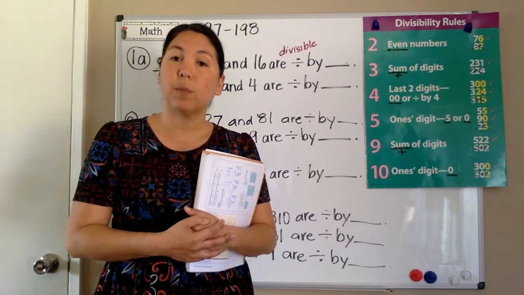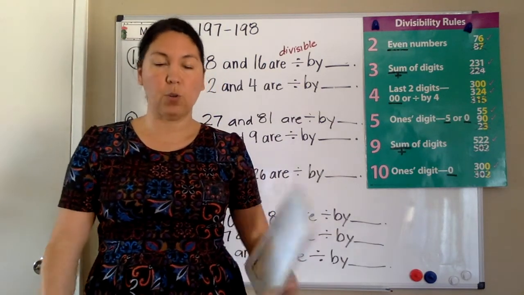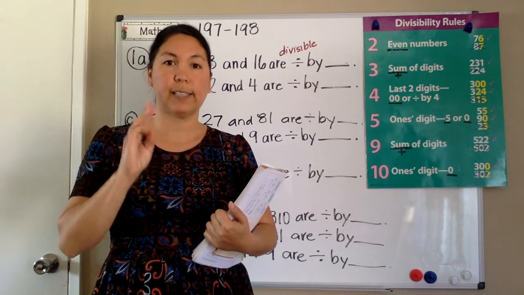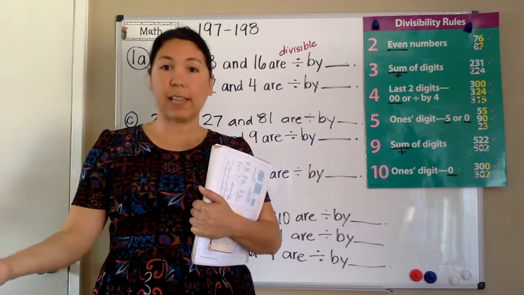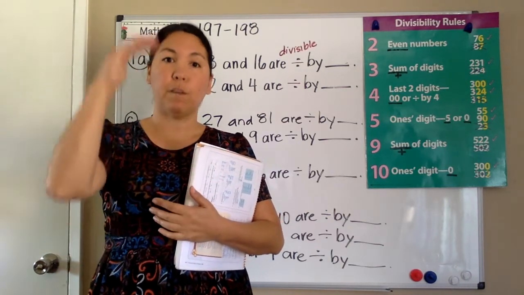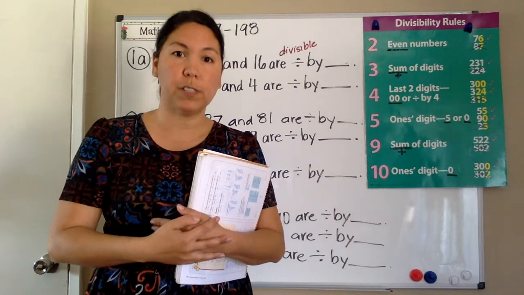A number is divisible by 2 if it's an even number. And who can remember our even numbers? If they end in 2, 4, 6, 8, or 0. So you just look at the last number. If it's a 2, a 4, a 6, an 8, or a 0, it's even. If both are even, then both are divisible by 2.